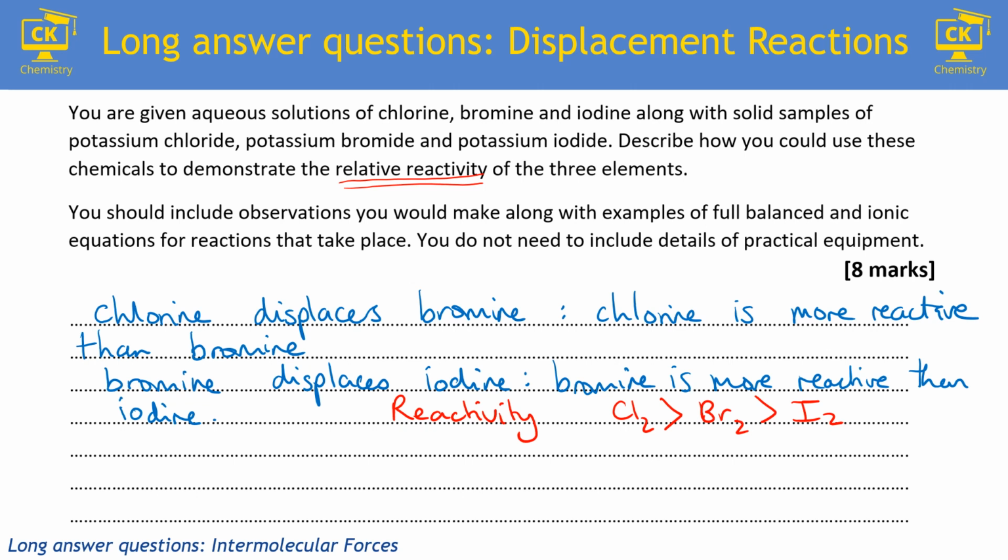So make sure you've got some sort of order somewhere, some comparison that mentions all three of them compared to each other. This is okay. Displacement. Displaces bromine. You may be wondering about the language. Should you be saying chlorine displaces bromide? That's perfectly acceptable, and of course, I am a fan of saying bromide because we start with bromide. However, displacing elements is fine to talk about it like that. Chlorine displaces bromine.